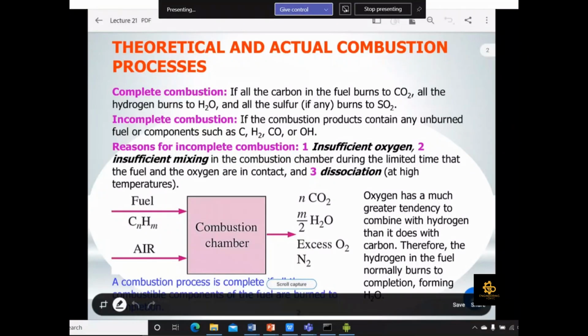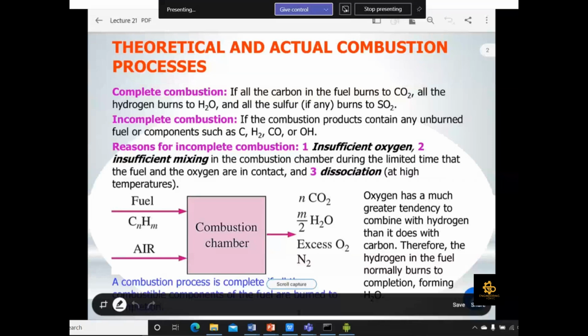In the combustion process, there are some terms which we have to study, because whenever we analyze the combustion process, we come across these things. The first is complete combustion. If all the carbon in the fuel burns to CO2, all the hydrogen burns to H2O, and all the sulfur burns to SO2, then it is called a complete combustion.